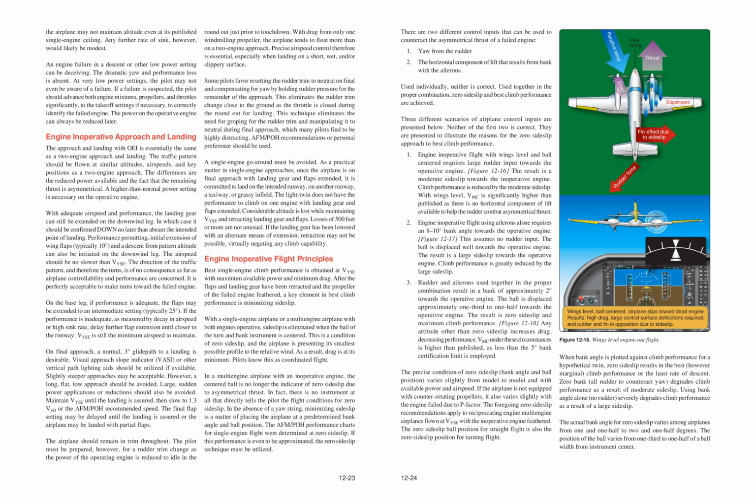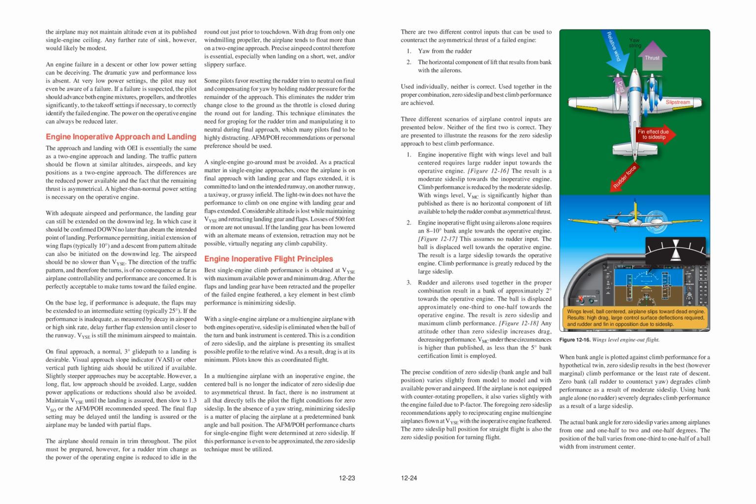3. Rudder and ailerons used together in the proper combination result in a bank of approximately 2 degrees towards the operative engine. The ball is displaced approximately 1/3 to 1/2 towards the operative engine. The result is zero side slip and maximum climb performance. Figure 12-18, any attitude other than zero side slip increases drag, decreasing performance. VMC under these circumstances is higher than published, as less than the 5 degrees bank certification limit is employed.